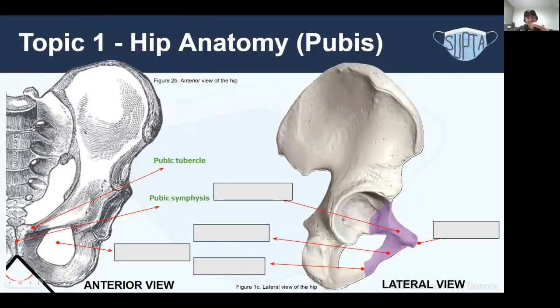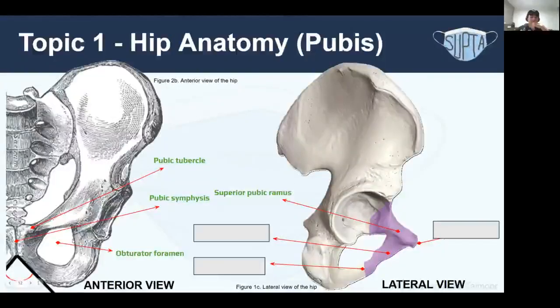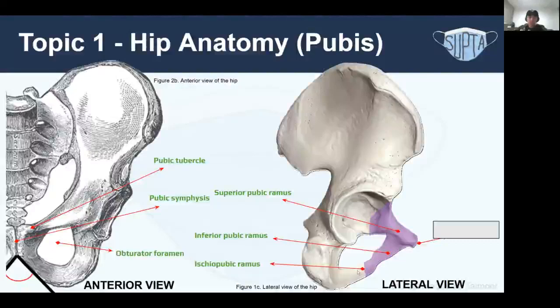And then you've got the pubic symphysis, which is the joining. And again, similar to the sacroiliac, there's another joint. And it's obviously relevant when you talk about the mid-inguinal point. The obturator foramen, the superior pubic ramus, inferior pubic, the ischiopubic ramus.